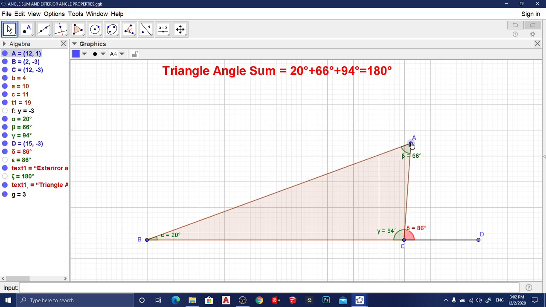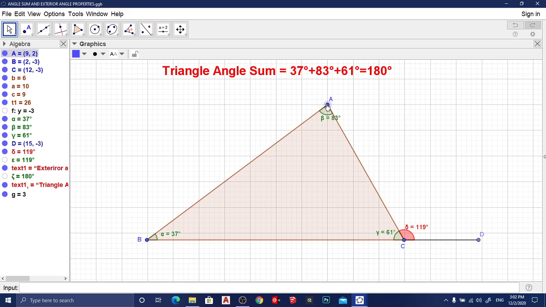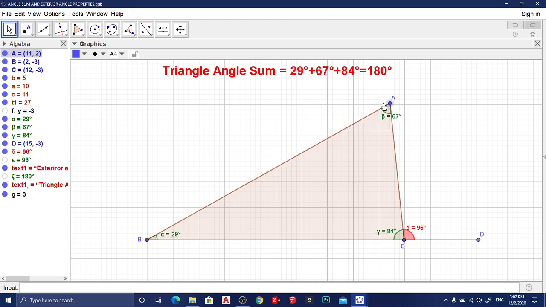Even if it is a right angle triangle, one may be 90 degrees and the remaining, if you add all of these, you will get 180 degrees only. Again, in any right angle triangle also, the sum of all the interior angles is 180 degrees. One may be 90 degrees, the remaining are acute angles only. By adding these three, you will get 180 degrees. In any acute angle triangle also, 37 plus 83 plus 61, this is also 180 degrees. In a right angle triangle also, this is 180 degrees.